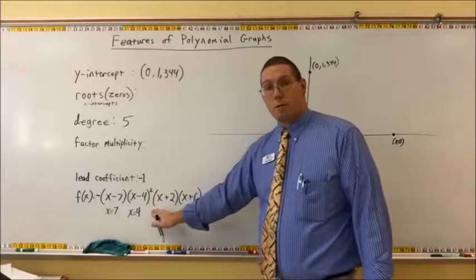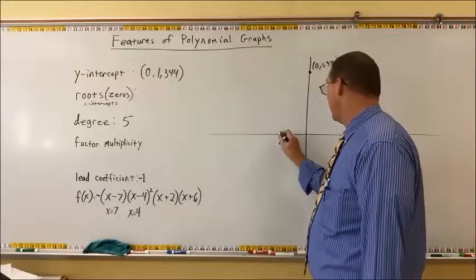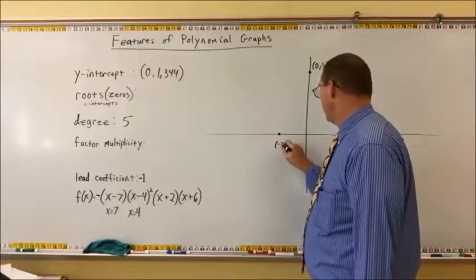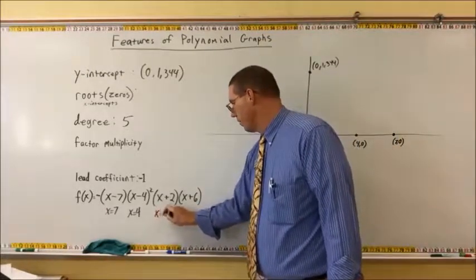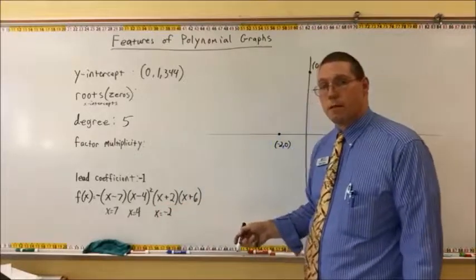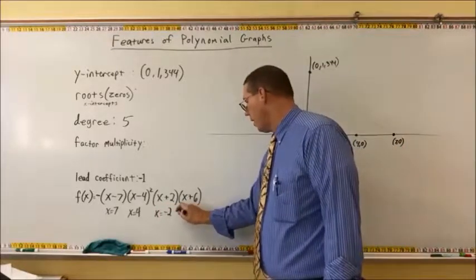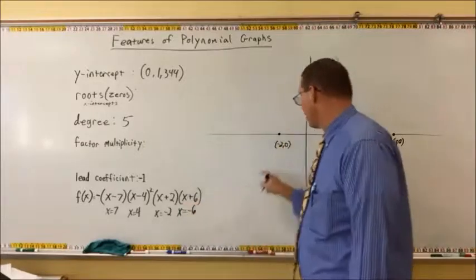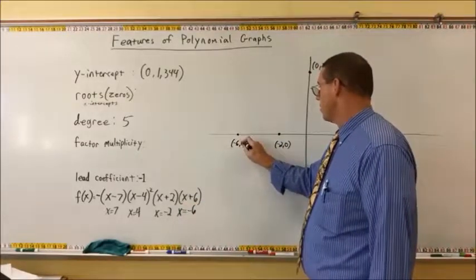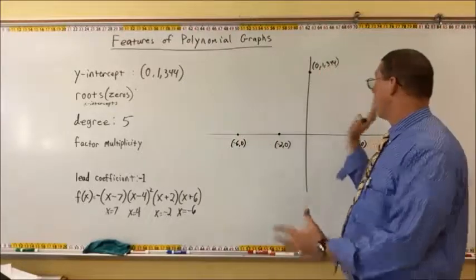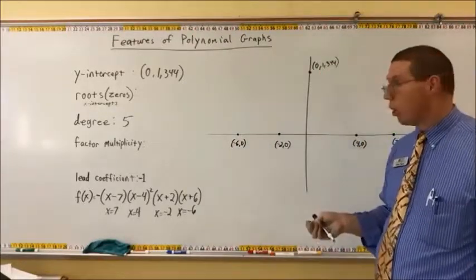Then we have x plus 2, which puts a 0 at (-2, 0), that's x equals -2. Then we have factor x plus 6, which indicates a 0 at x equals -6. And that's over here, (-6, 0). So we've got all of our points plotted.